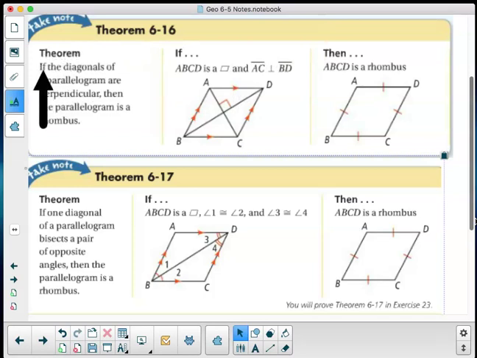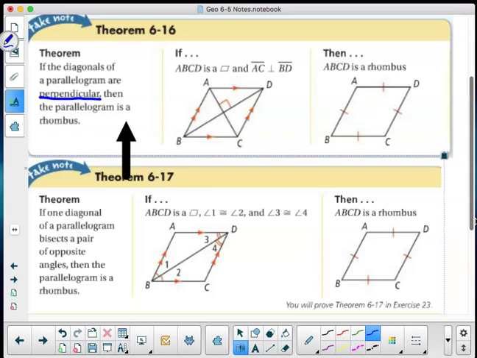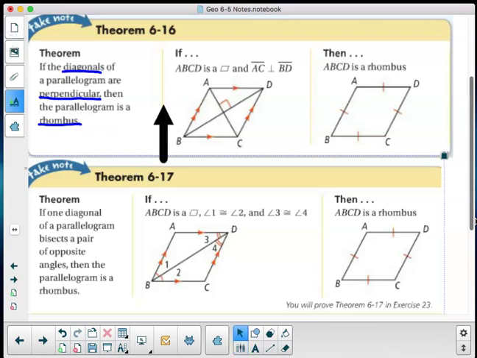Now, this next thing, comparing properties of our diagonals. In this theorem, if the diagonals of a parallelogram are perpendicular, then the parallelogram is a rhombus. So keep that in mind. If I have perpendicular diagonals, then this parallelogram is a rhombus. All the sides are the same.